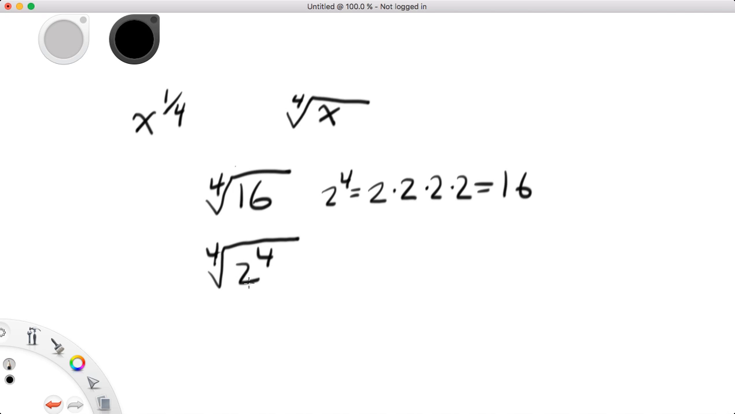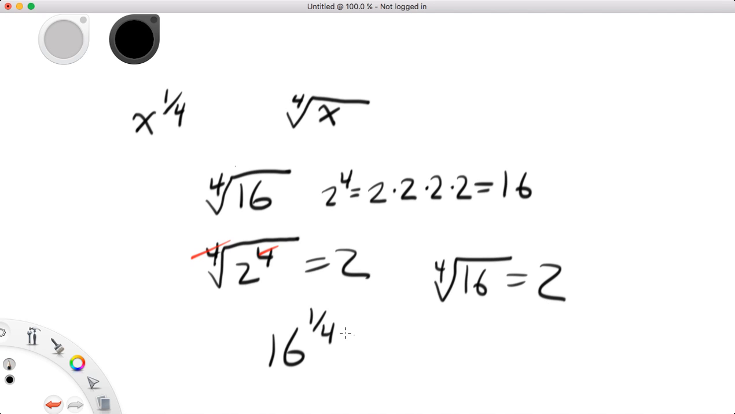So I could substitute 2 to the 4th power under this fourth root, and instead of having the 16 there, I have 2 to the 4th power there. And you see what happens is a fourth root is going to cancel a fourth power. This will cancel this, and you'll end up with just 2. So the fourth root of 16 equals 2, which means that 16 to the 1/4 power equals 2.